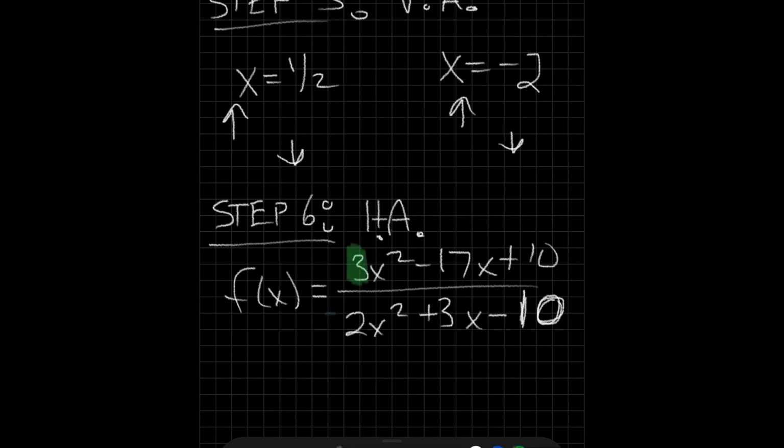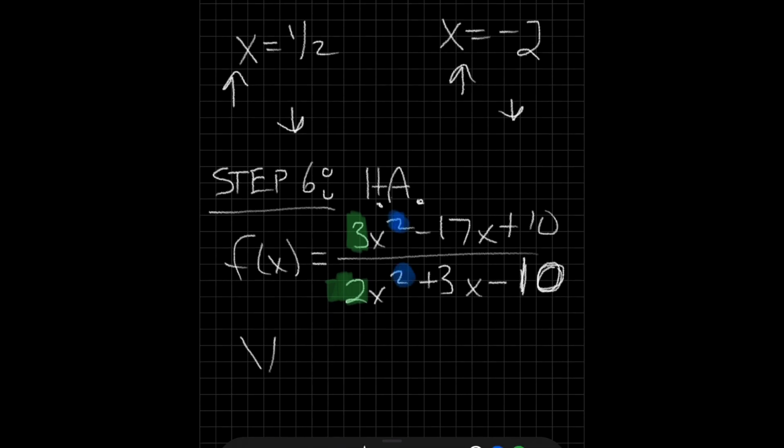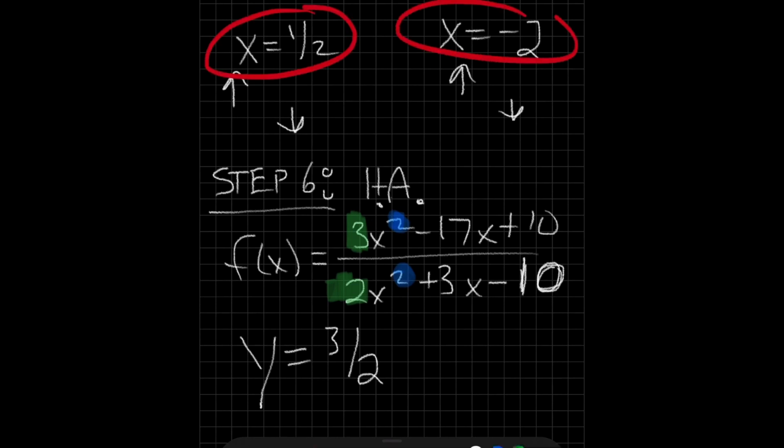So we have our numerator and denominator. The leading coefficients are 3 and 2. And so I'm going to have a horizontal asymptote. See, my degree is the same here and here. So I will have a horizontal asymptote at y equals 3/2. So now I have these 3 asymptotes. That's going to tell me a lot about how to graph my function.